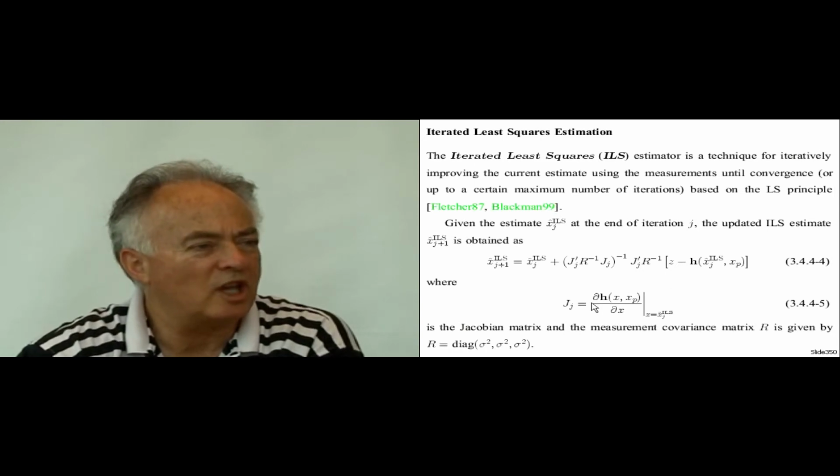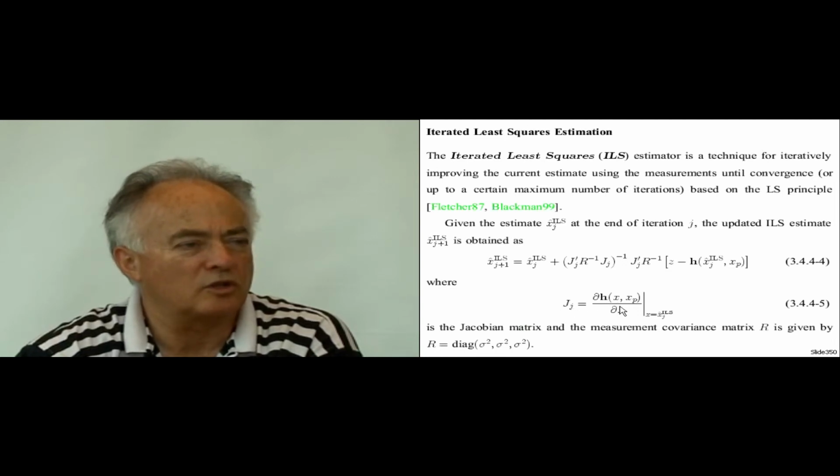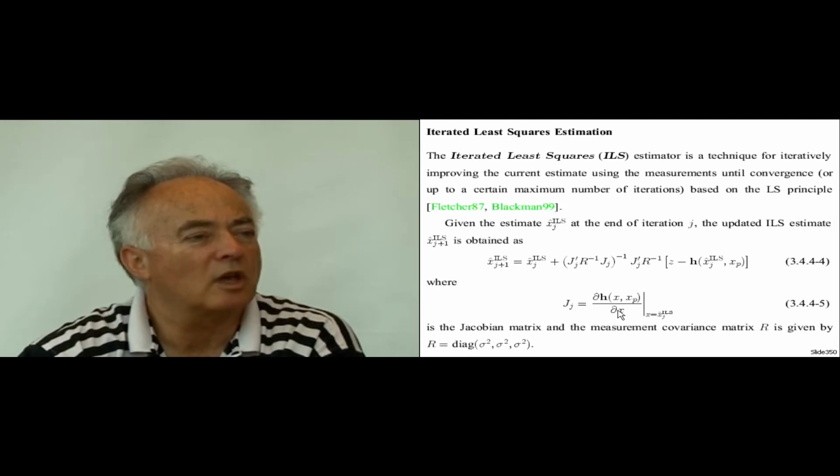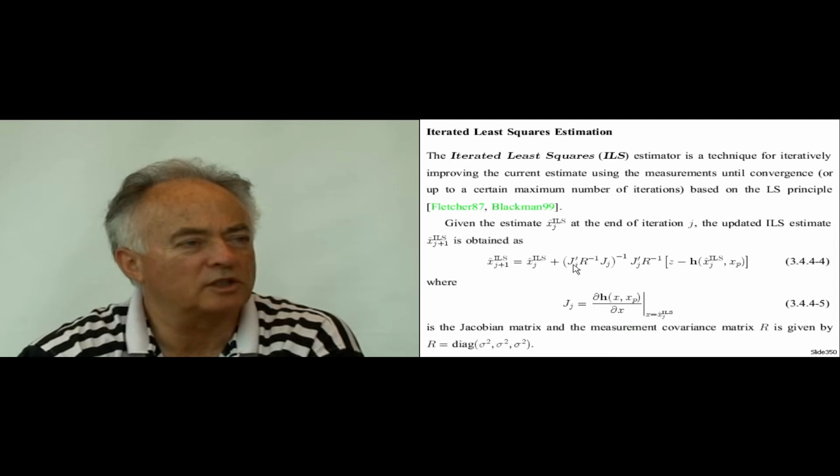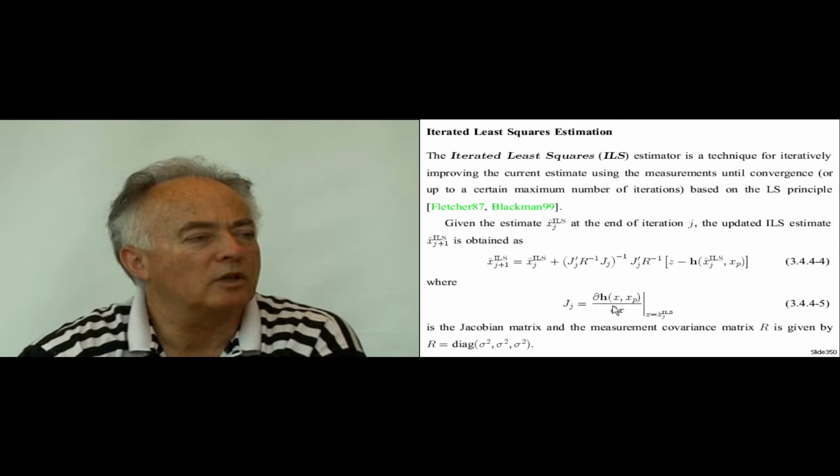The J sub j is the Jacobian matrix. This is a vector, this is a vector. If you notice, this is a three-dimensional vector, this is a two-dimensional vector. So the result is going to be a 2 by 3 matrix. J transpose will be 2 by 3, J is 3 by 2. And we have the Jacobian calculated as discussed in chapter 1.